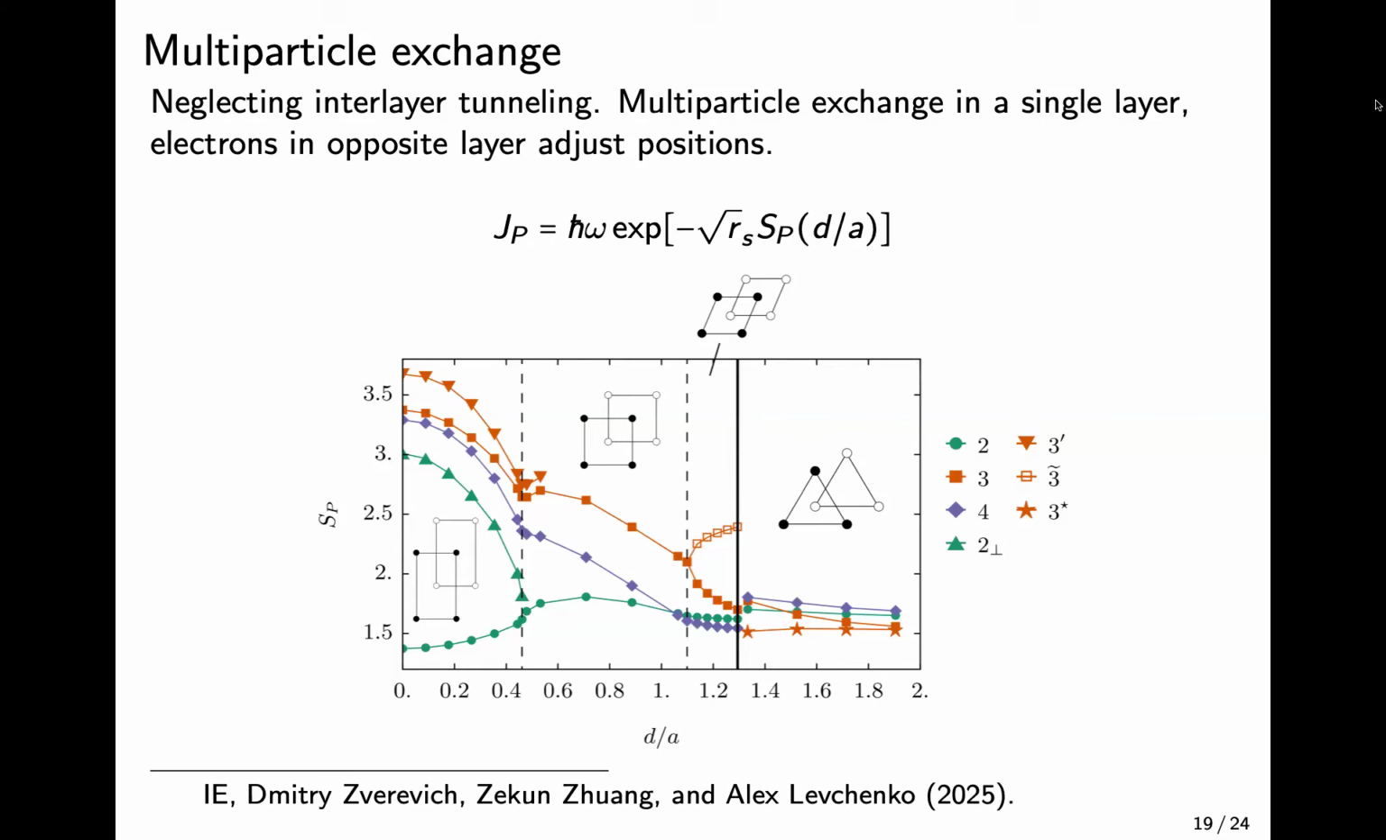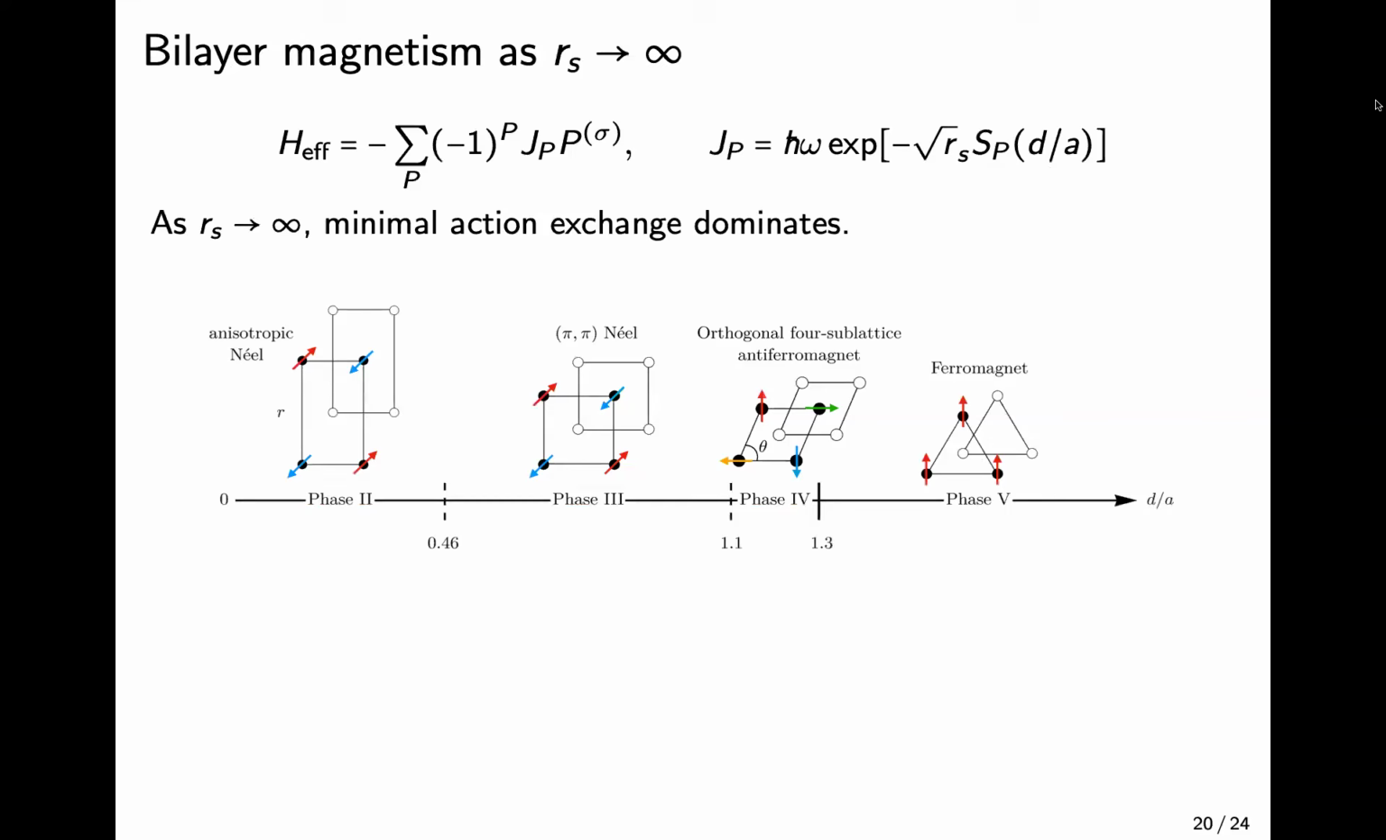So the implication of this is we can actually now make asymptotically exact statements about the nature of the magnetism as RS goes to infinity just by considering this evolution of the least action path. Okay, so we can turn this into a phase diagram. Let me remind you that we have an effective magnetic Hamiltonian of this form, a sum over different permutations, where each exchange process comes with this kind of coupling coefficient. As RS goes to infinity, it's again the minimal action exchange path that dominates. And so as we vary the interlayer separation, we get this sequence of phases. Okay, when you have stacked triangular lattices, you get a ferromagnet because the 3-particle exchange has the lowest action.